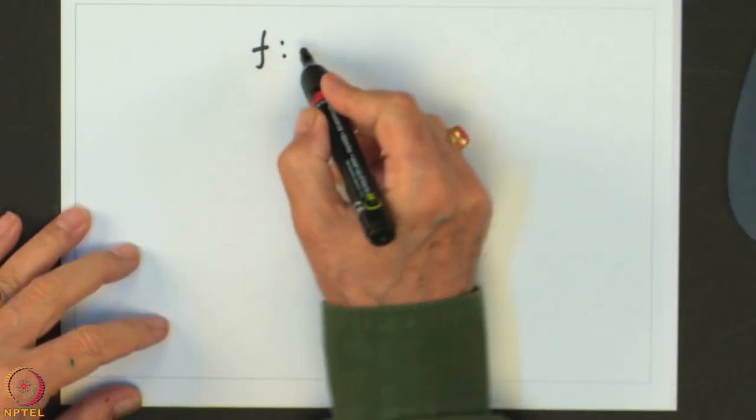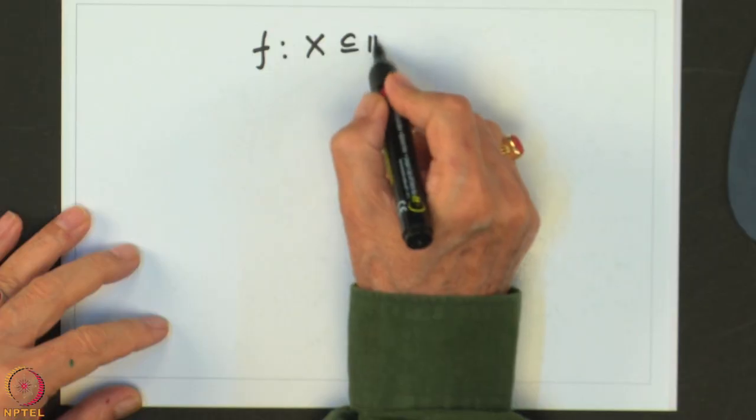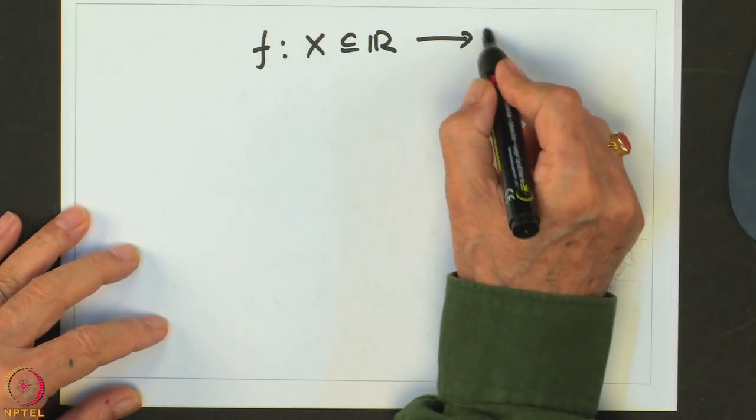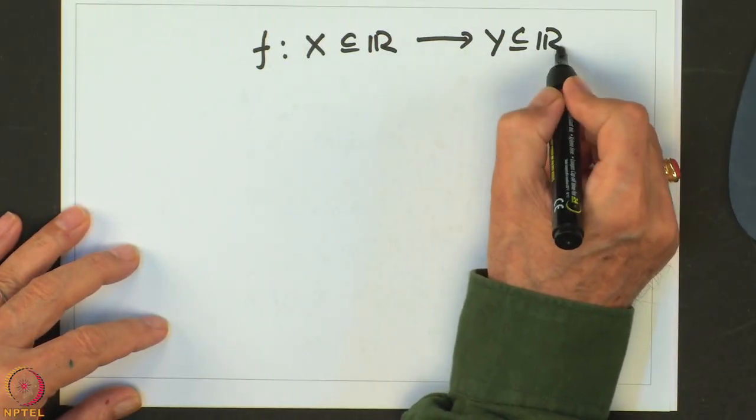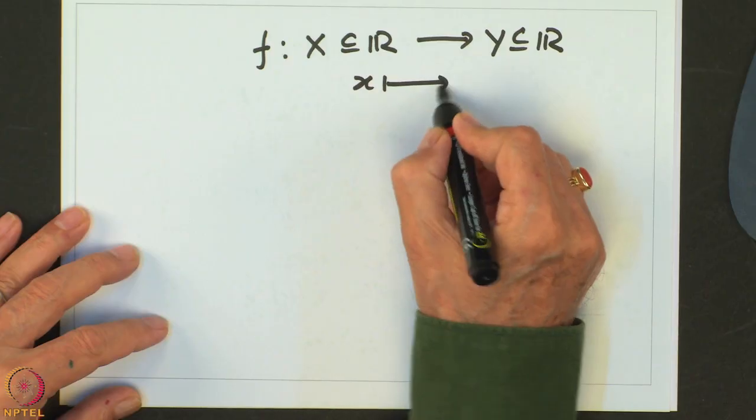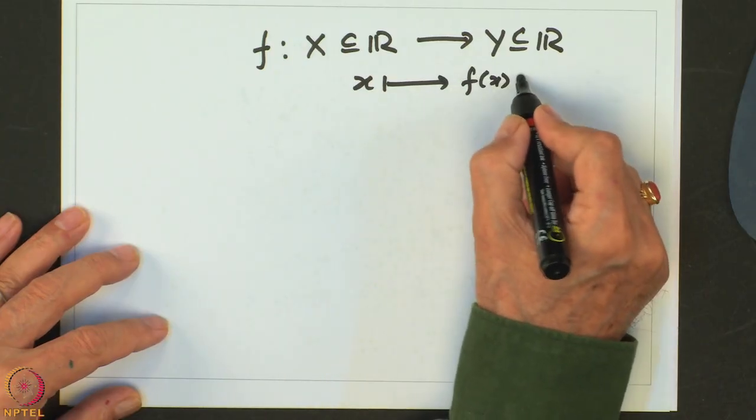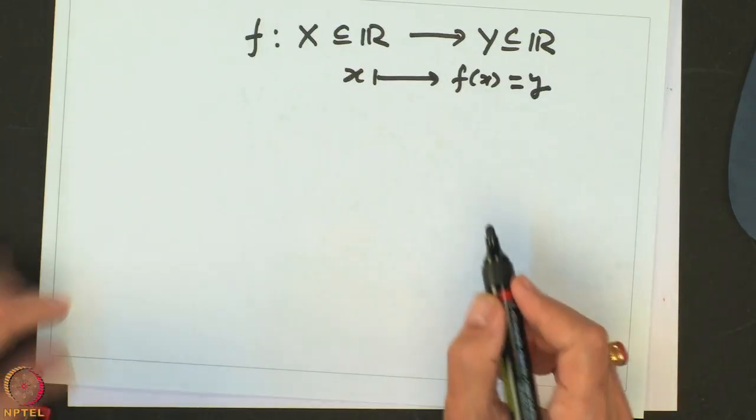I think this is the right time also to look at what is called a one-one and onto function. So, let us look at something. Let us say f is a function from X, which is again a subset of R, to Y, which is a subset of R. X goes to f of x, which is normally denoted by y.